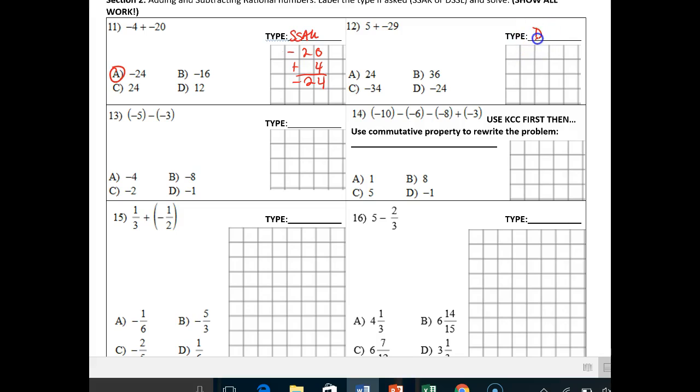The type on number 12 is DSSL. We have -29 plus 5, and we want to subtract, because that's what DSSL stands for. 9 minus 5 is 4. 2 minus nothing is 2. Keep the sign of the larger. We had more negatives, so that's why it's -24.